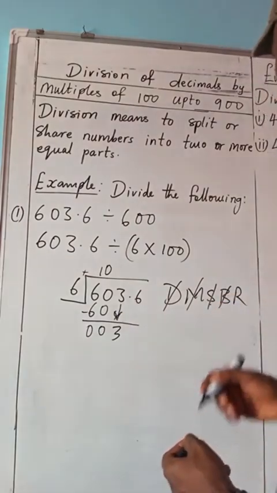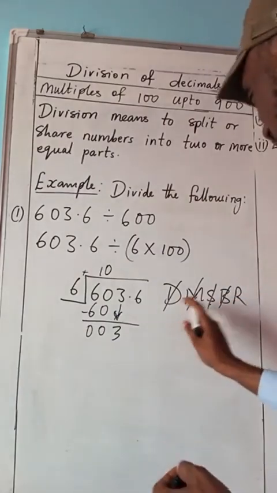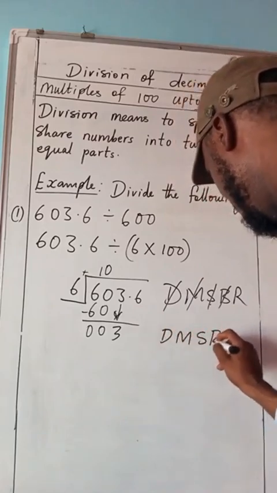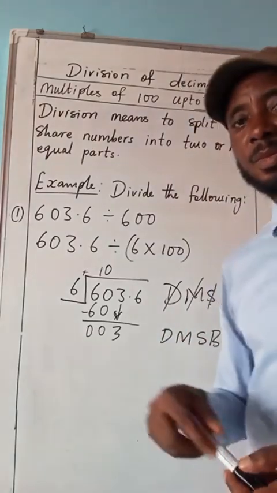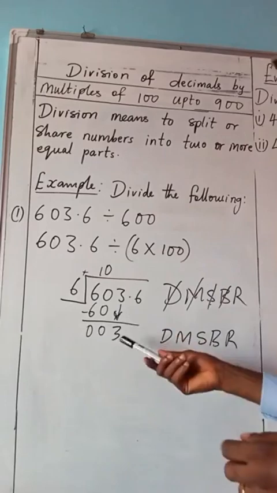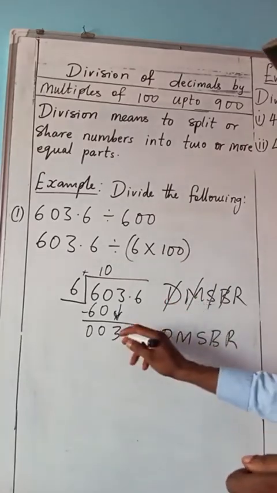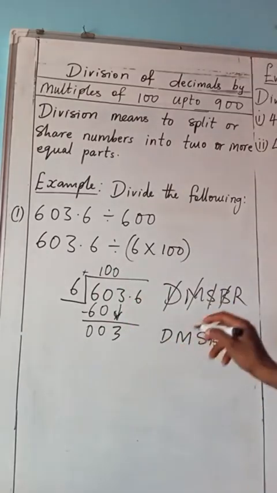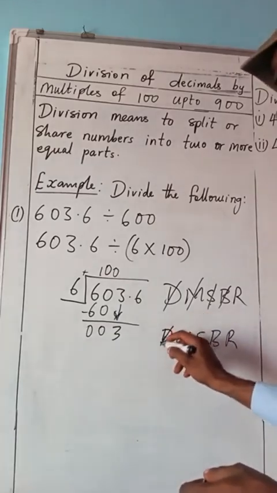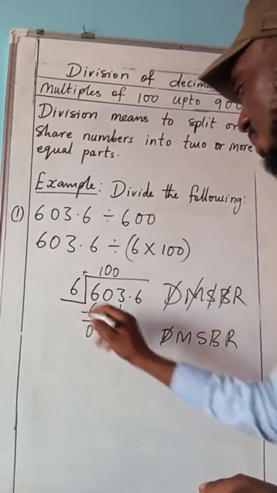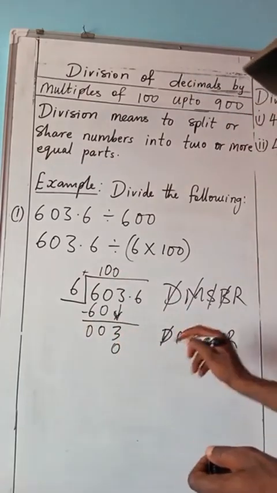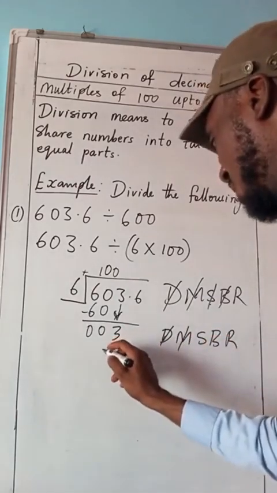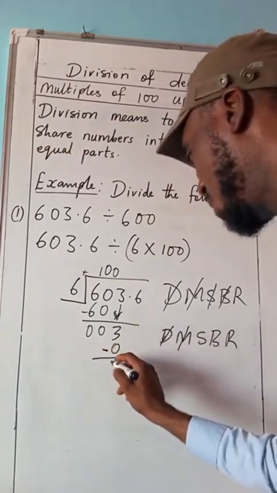We've brought down 3. You cancel the one you brought down. Then the next one is repeat the process. Repeating the process is writing DMSBR again. Alright, now we have 3 divided by 6 will give us 0. Then we have divided. The next in line is multiplication. So we say 0 times 6 will give us 0. We've multiplied. The next in line is subtraction. You put your subtraction sign here. And you say 3 minus 0 will give you 3.